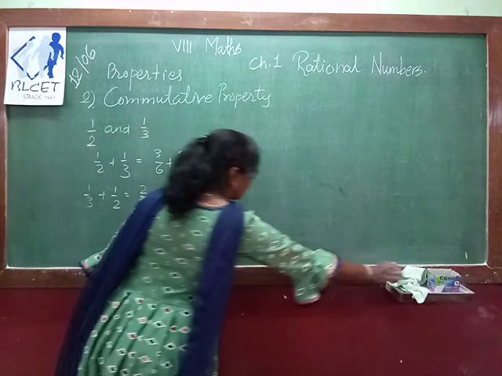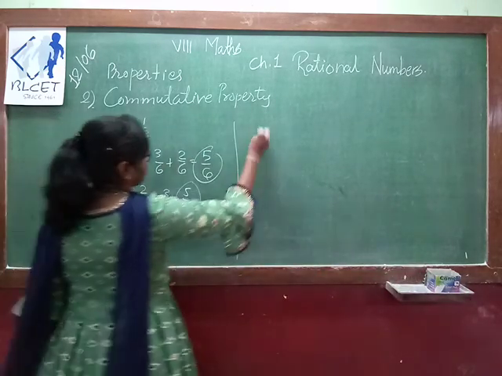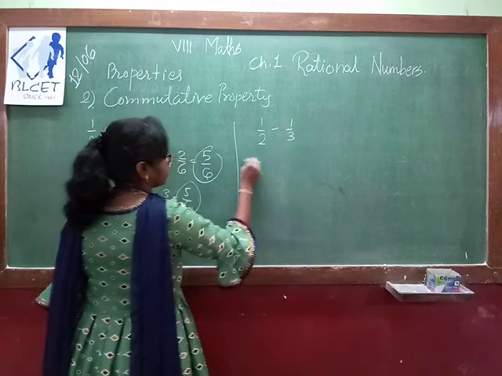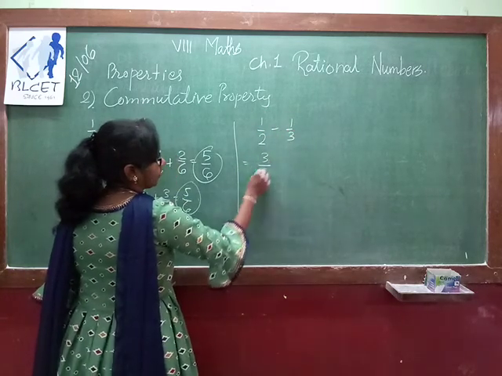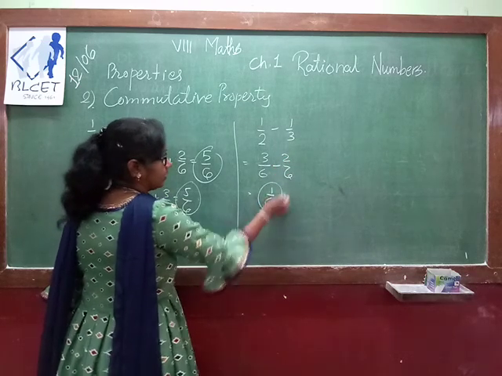Now when we do the subtraction, let's see whether it holds or not. 1 by 2 minus 1 by 3. What answer are we getting? This is 3 by 6 minus 2 by 6. So we are getting 1 by 6.